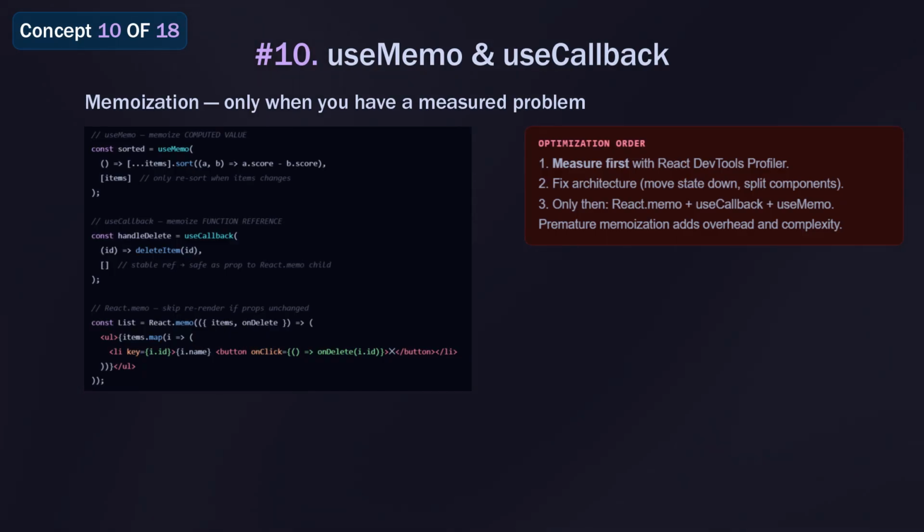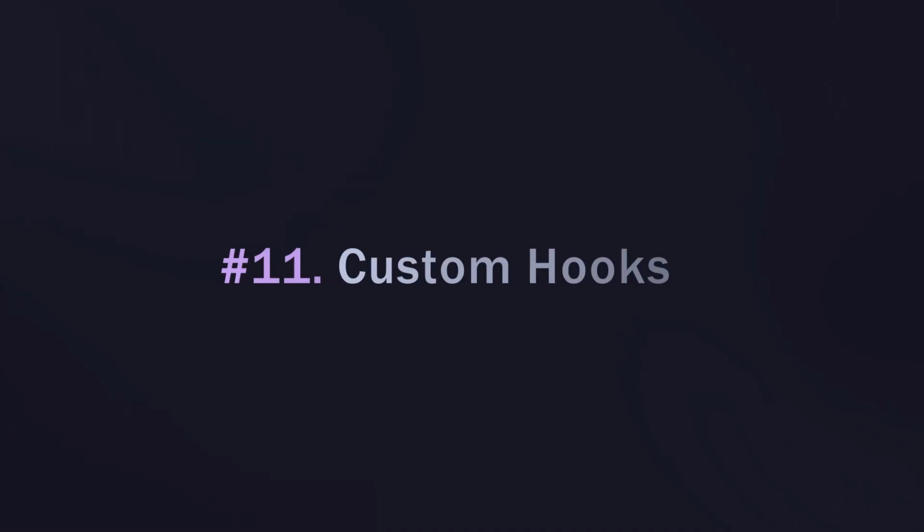React.memo wraps a component and prevents it from re-rendering if its props haven't changed, using a shallow comparison. The rule: these are optimization tools. Don't use them by default. Add them when you have a documented performance problem. Premature memoization adds complexity and can actually worsen performance by adding overhead.